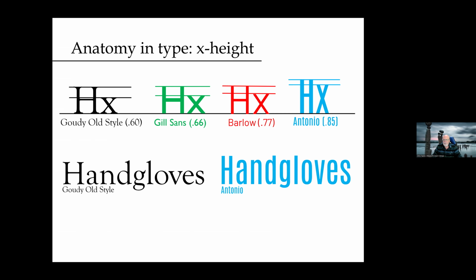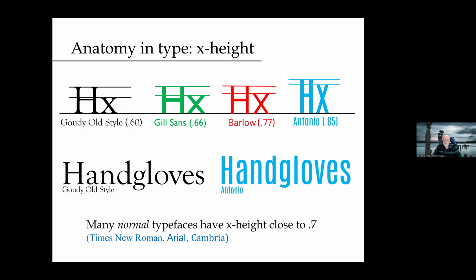If we look at the two of them, you can see there's a fairly different flavor or feeling to those two extremes, from Goudy Old Style over to Antonio. Many normal typefaces that you'll find have an x height close to about 0.7, so the lowercase x is about 0.7 of the cap height.